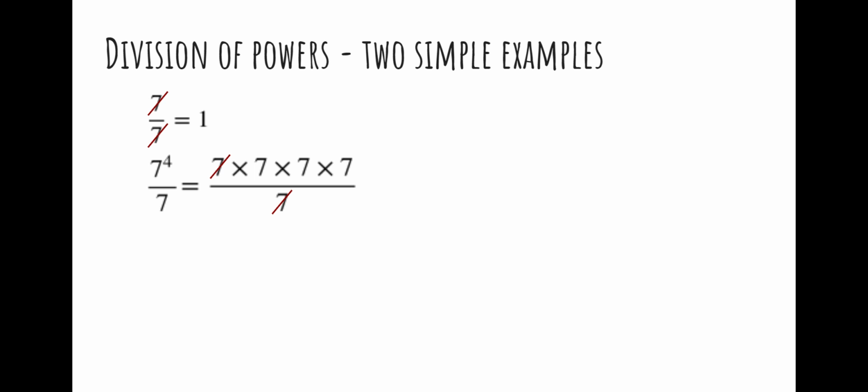So at the end of this division, 7 divided by 7, we have 1 multiplied by 7 times 7 times 7, which really is 7 cubed. And if we were to evaluate that, we arrive at 343. 7 times 7 is 49, times 7 is 343.